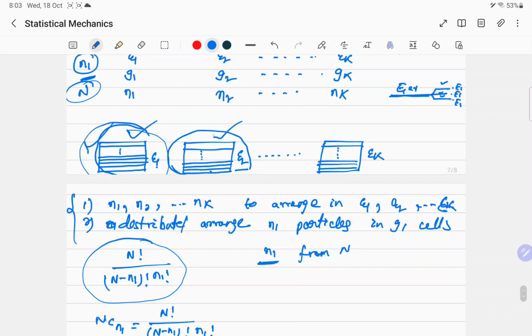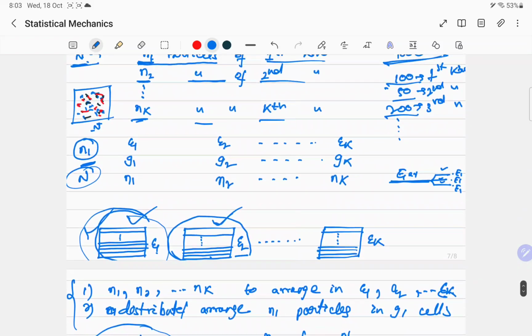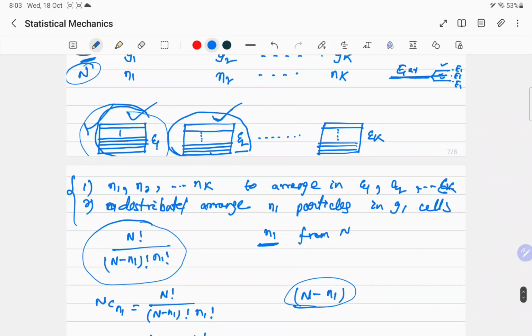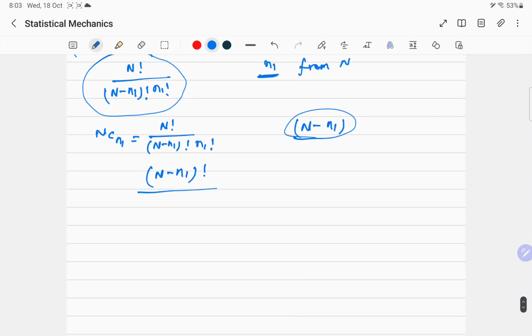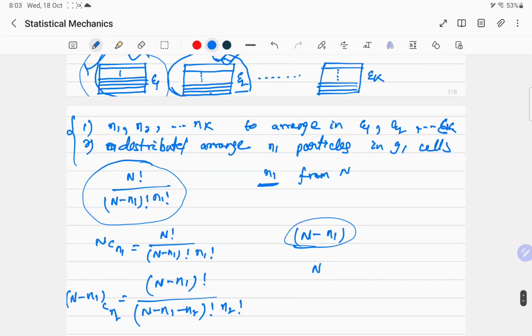Now, okay, the first box is done. Now I have to arrange n2 particles here. But how many particles am I left with? n minus n1 particles I am left with. So the next case will be (n minus n1) factorial, that is what I am left with, and our goal is to take n2 particles from this n minus n1 and arrange them in this box. So that will be (n minus n1 minus n2) factorial into n2 factorial, and this will be (n minus n1) C n2.